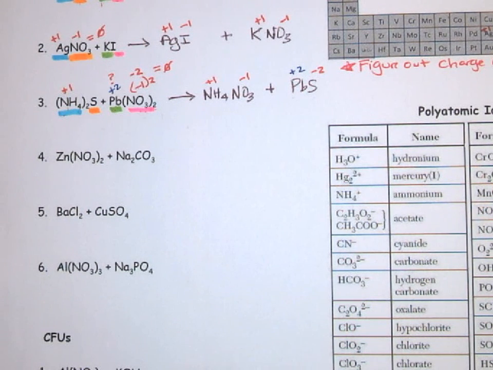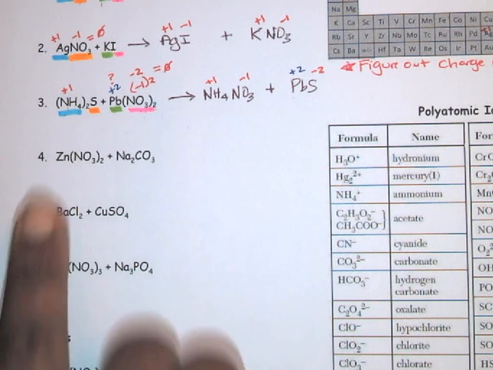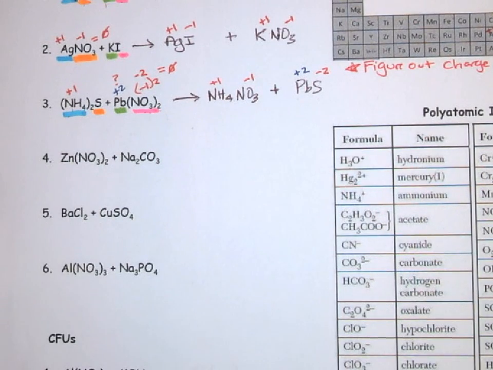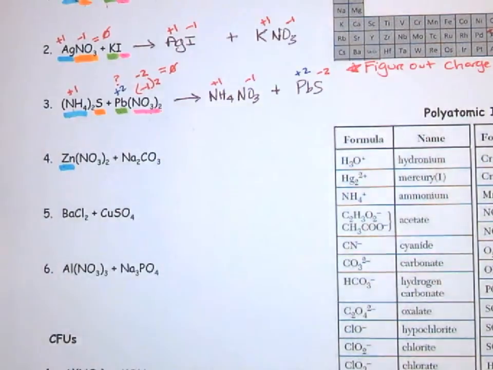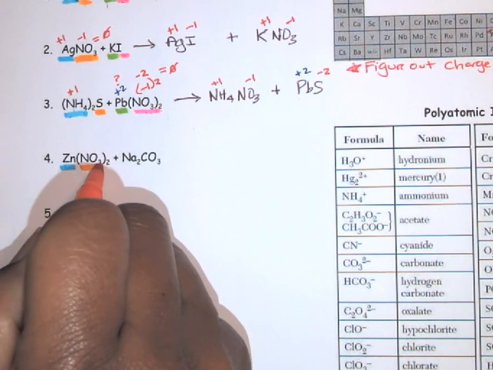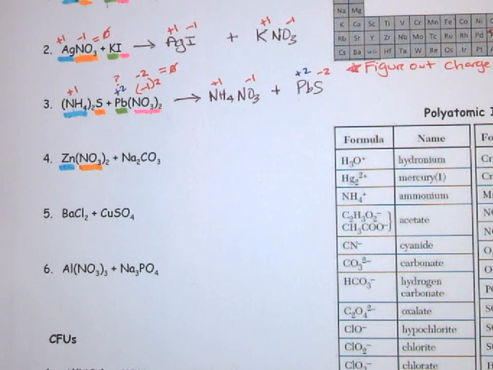We're predicting our products. First thing we're going to do is start with our reactants and break them down into anions and cations. The cations will be metals or NH4+, and that's what's written first. So that's my first cation. And what's written second, the nonmetals, will be your anion. That's my anion there for that reactant.